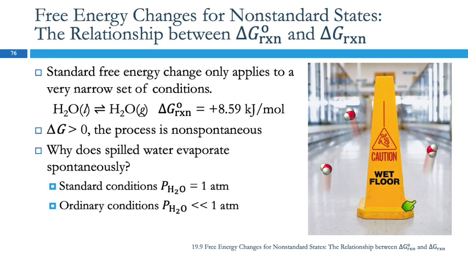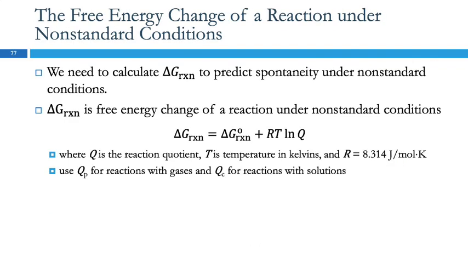Well, water spilled on the floor is not at standard states, right? The standard condition for that would be the partial pressure of water being 1 atmosphere. But that's not the case. Under ordinary conditions, the partial pressure of water in the air is much, much less than 1 atmosphere. And that's going to affect whether the process is spontaneous or not. So we need to calculate delta G under non-standard conditions.